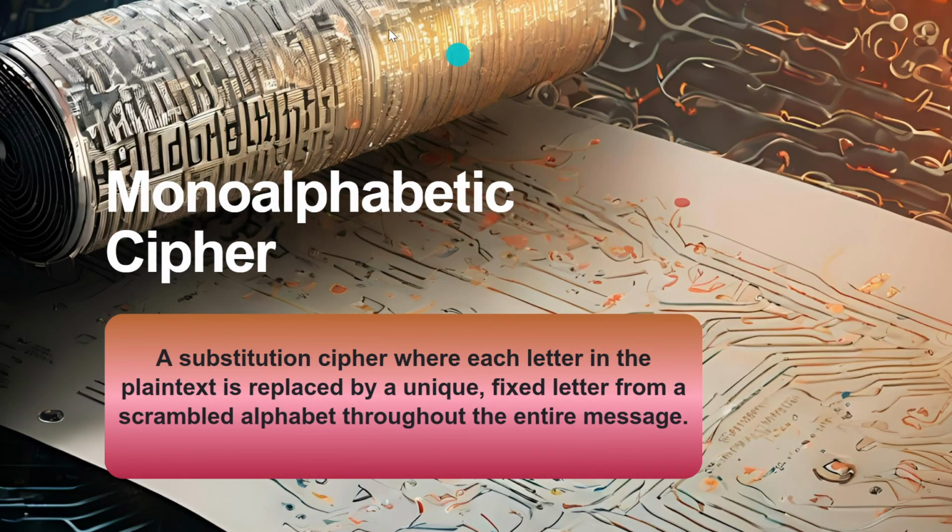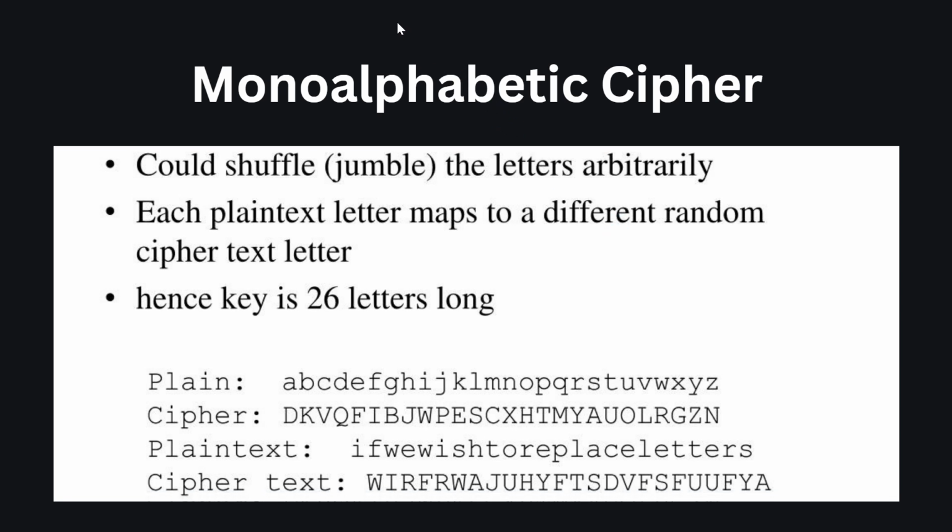So the next is the monoalphabetic cipher. This is a more advanced version of substitution. Instead of shifting letters, you use a random shuffled alphabet. So every letter maps to a completely new one, but the same mapping is used throughout the message. For example, if A equals Q, B equals M, C equals T, then hello could become something like QTTAA. It's more secure than Caesar cipher, but still breakable if someone analyzes the letter frequency, like how often E appears in English.